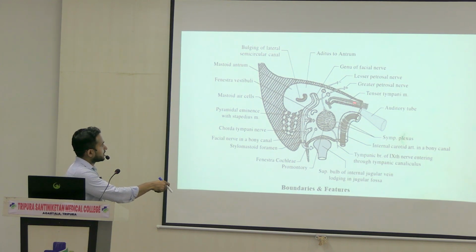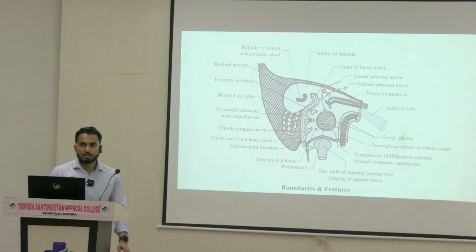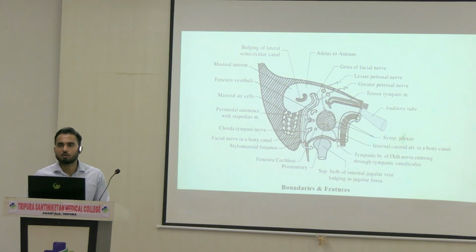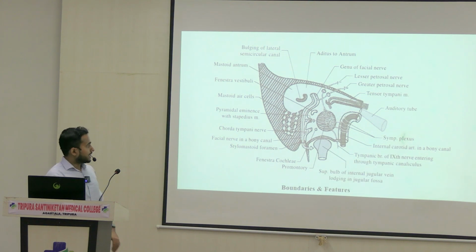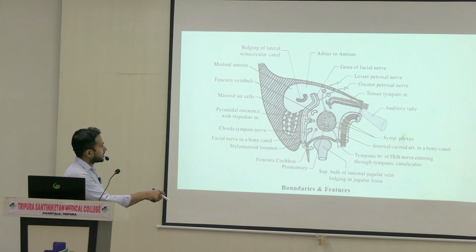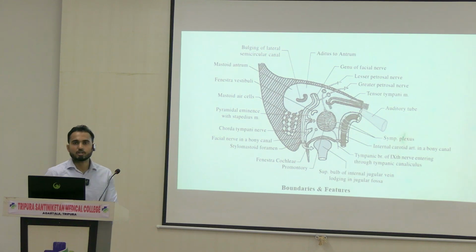The upper canal is extending backwards and going towards the medial wall. In that, what are you getting? You are getting the tensor tympani muscle. Next, another canal is there. This canal is for the auditory tube, the bony part of the auditory tube.